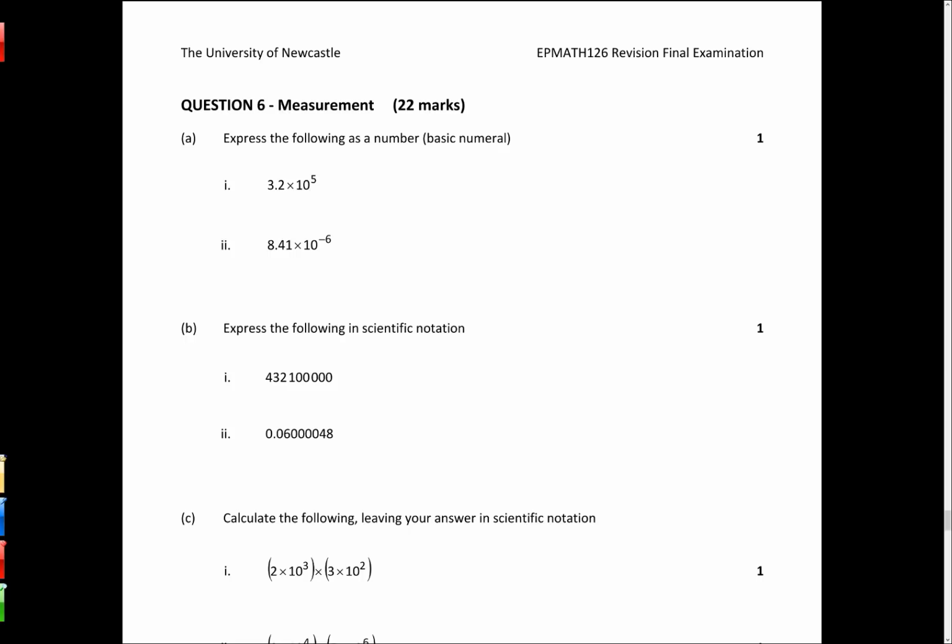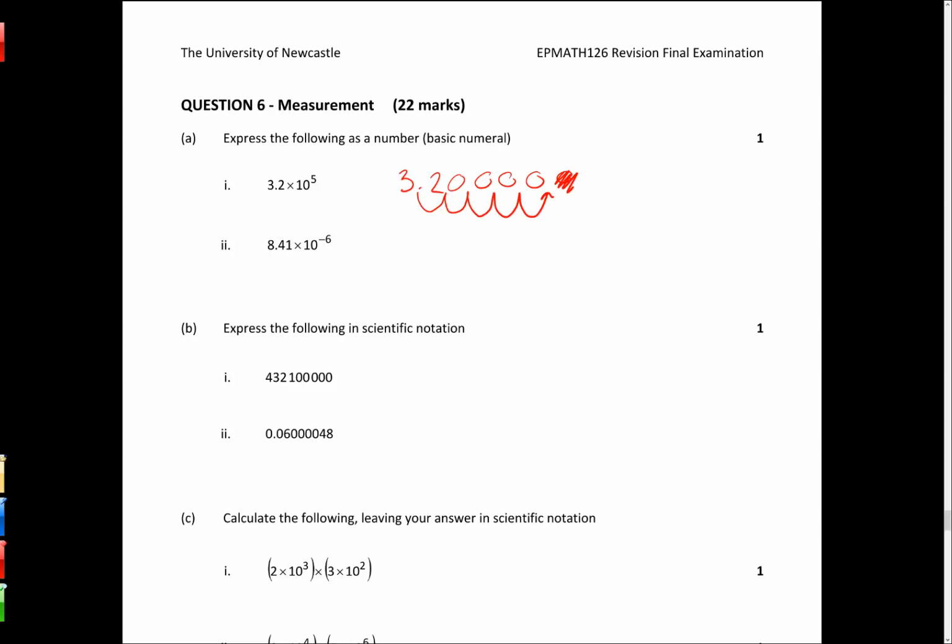Express the following as a number in the basic unit. Okay, so 3.2 by 10 to the 5 is basically a 3.2 times 10, 5 times. Let's put some zeros here. And it's 5 moves. I'm not counting zeros, it's 5 moves. 1 move, 2 moves, 3 moves, 4 moves, 5 moves.